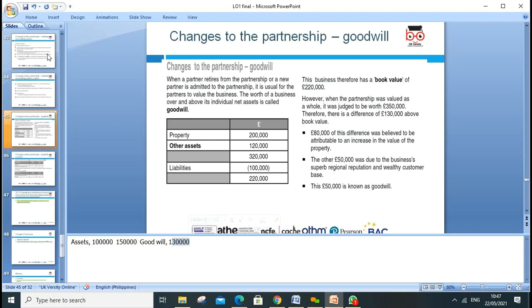So we debit the goodwill account, and the old partners' capital accounts are credited according to the old ratio. When the new partner joins, there will be new ratios. According to the new ratios, we credit the goodwill account, and debit the capital accounts according to the new ratios between the partners. So it will affect only the capital accounts. The old partners will get the benefit of it, and the new partner's capital account will be lower.